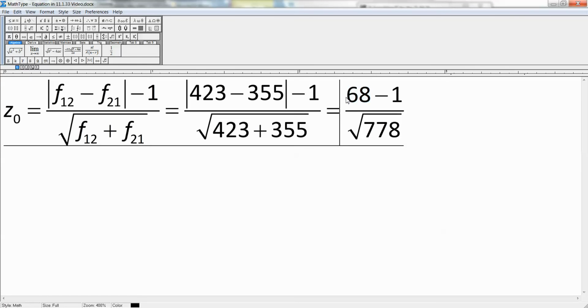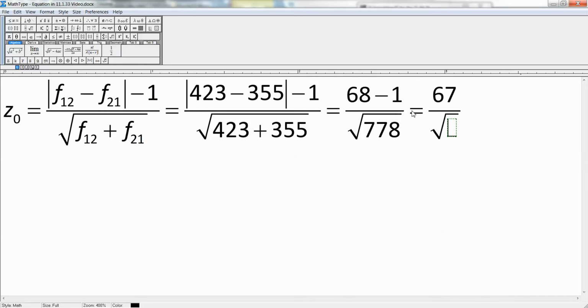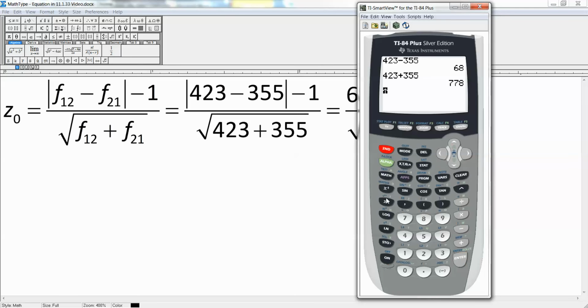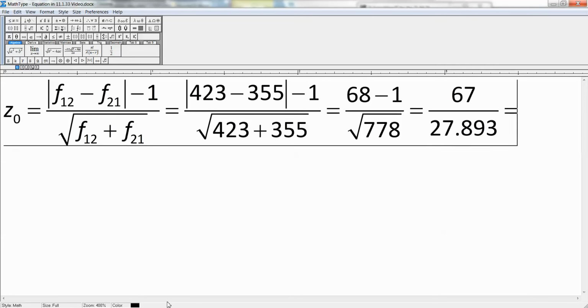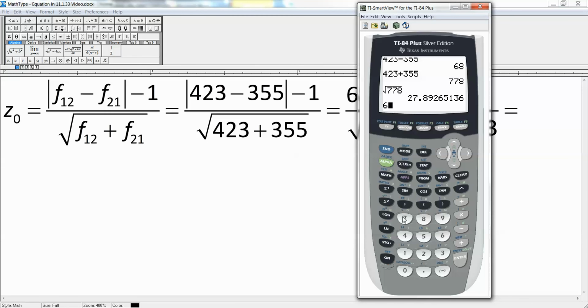Technically, it's the absolute value of 68, but that just means it's going to turn positive, and 68 is already positive. So I need 67 divided by the square root of 778. Actually, I'll find the square root of 778 first. Square root of 778 gives us about 27.893. Oh, and you could do this with Excel or whatever. I'm just glorified finding values here. All right, and then I need to take 67 divided by that answer, which gets about 2.402.